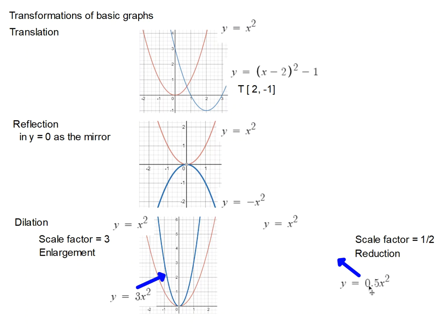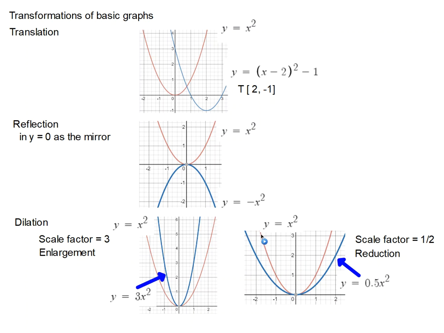If we wanted to get y equals 0.5x squared from x squared, here the scale factor is a half, so it's a reduction. Here's y equals x squared. Every y value on y equals 0.5x squared is a half its value on y equals x squared. So we've come across these before.